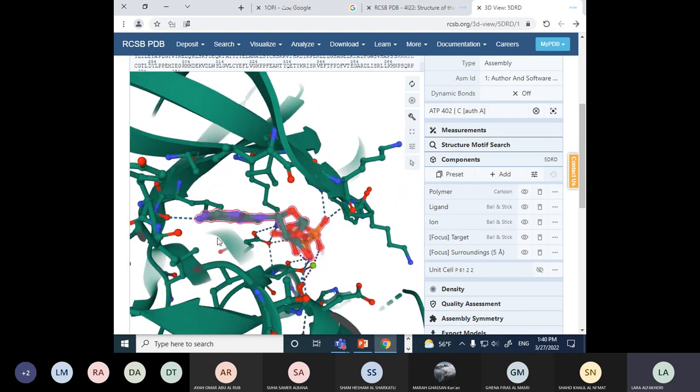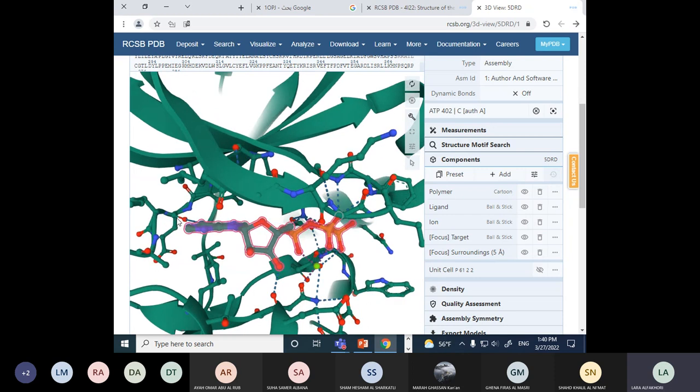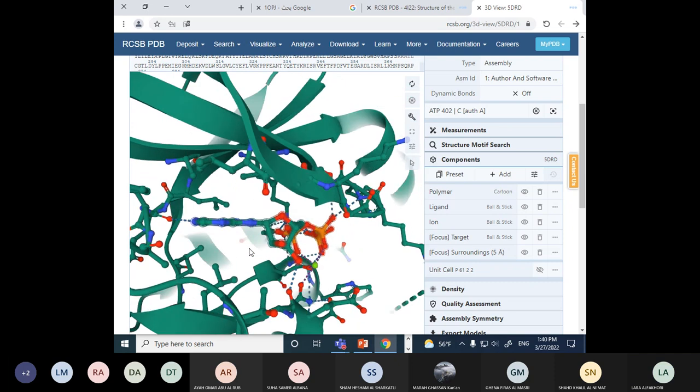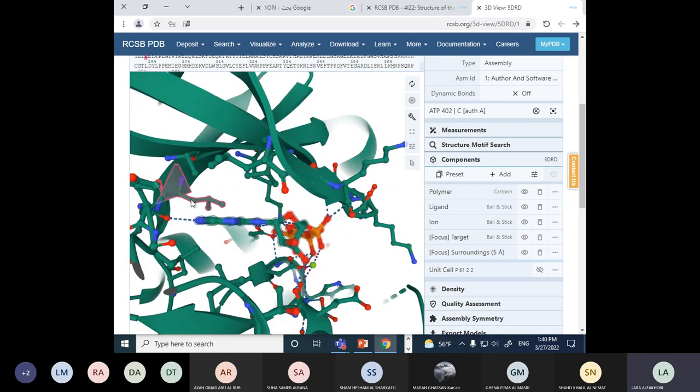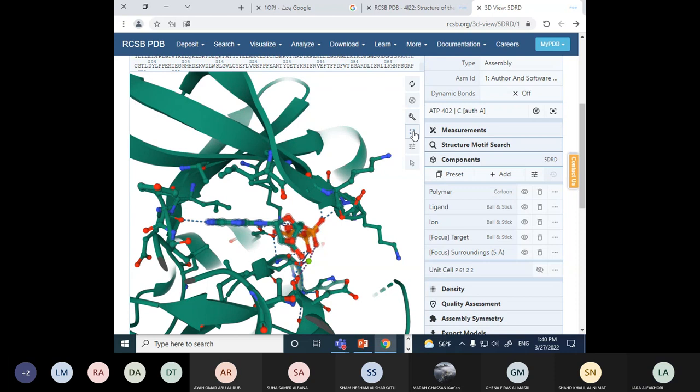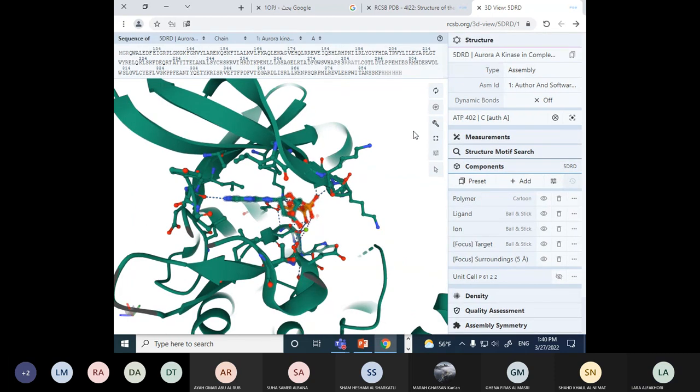Recall that we said the adenine forms interactions with the hinge region. Okay, that's the hinge. Now, along the hinge there is usually a residue called the gatekeeper residue. Now in this Aurora enzyme, this is the gatekeeper residue, this one in here, which is a leucine. That's the side chain of the gatekeeper residue.